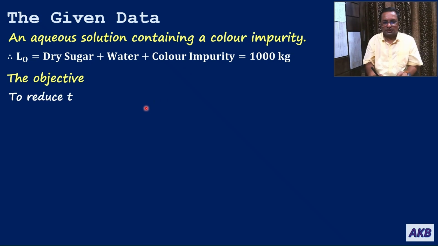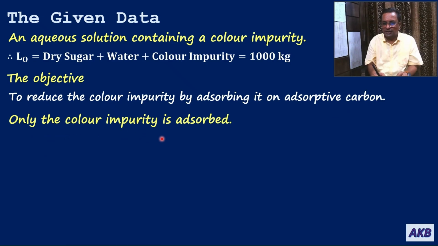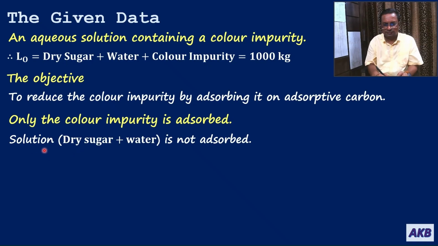The objective, what is the objective? The objective is to reduce the color impurity by adsorbing it on adsorptive carbon, which is the adsorbent in this case. Only the color impurity is adsorbed. So out of the three components, sugar, water and the color impurity, only the color impurity is getting adsorbed. That means the solution, which is dry sugar and water, is not adsorbed.